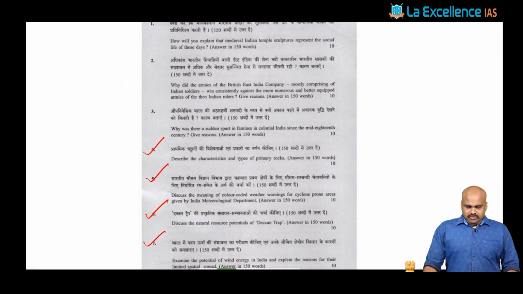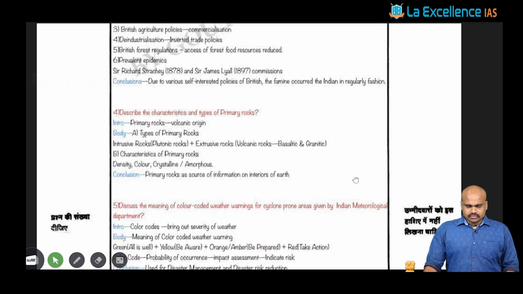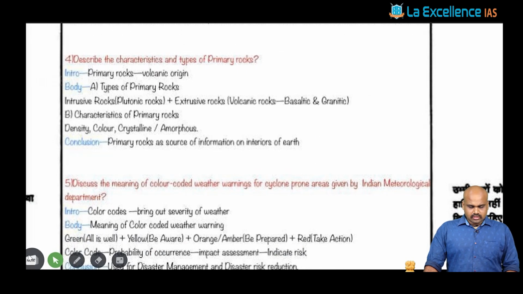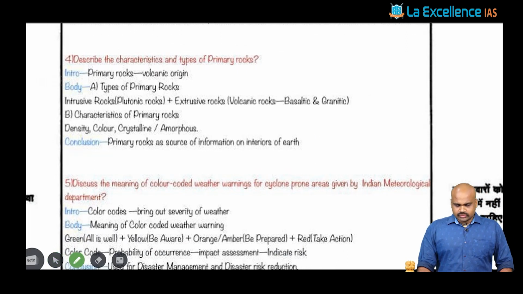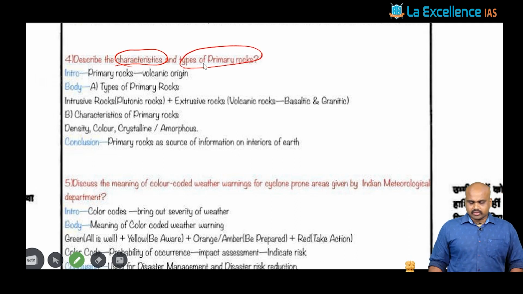Moving on further with respect to the answering part of each of these 10 markers, once we finish the 10 marker, we will get into the 15 marker part, right? Now looking at the 4th question, it is asking to describe the characteristic features or the characteristics and types of primary rock system.